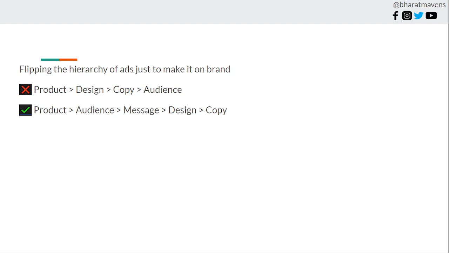Your intervention as a brand team should be in the message and not particularly in the design and the copy. Most brand teams intervene in the design and copy aspect, whereas the message is very vaguely made, and hence people are not able to convert with good creatives.